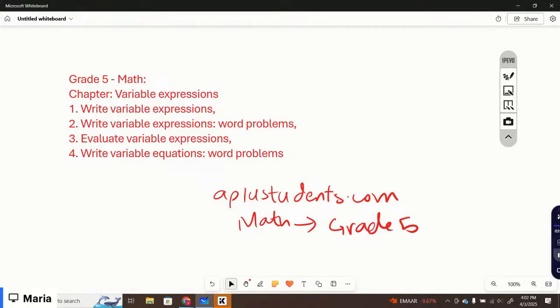We're going to start with the chapter variable expressions. The lessons we're going to cover today are write variable expressions, word problems, evaluate variable expressions, write variable equations, word problems. So please make sure you have your notebook and pencil so that you can note down the important examples and definitions as well.